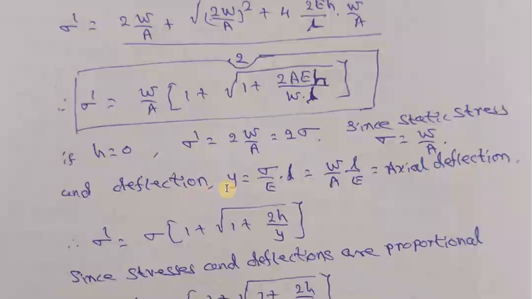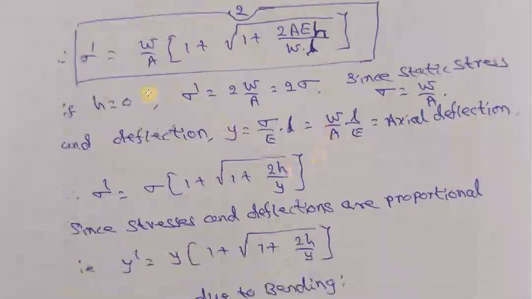Then the deflection y is going to be, as I know, sigma by E into L. If I replace sigma here with W by A, it is W by A, L by E. So it is similar to the deformation equation from Mechanics of Materials in the third semester, P into L by A into E. Instead of P, I have written W here. This is nothing but axial deflection. W by A is the static stress, sigma. Taking AE from the numerator to the denominator, it becomes WL by AE. So WL by AE is y.